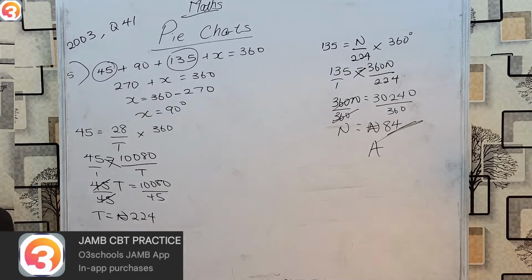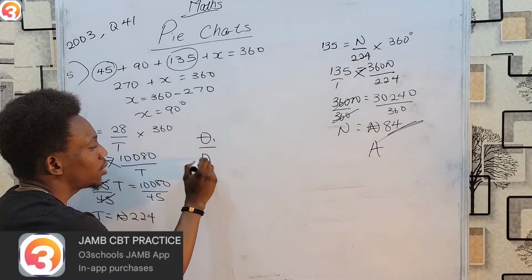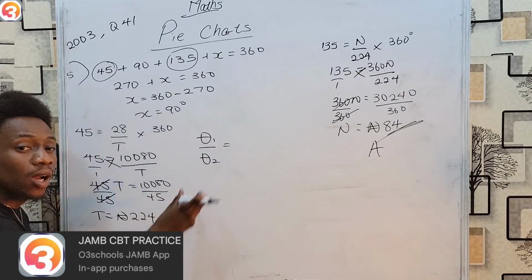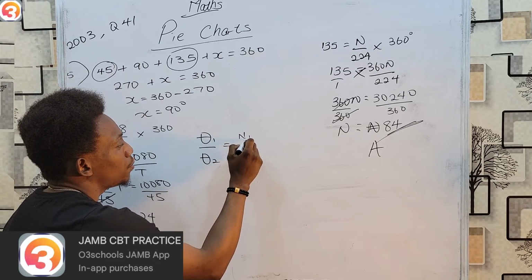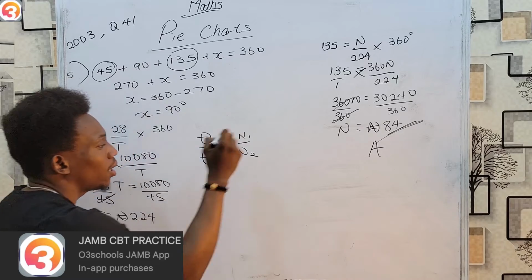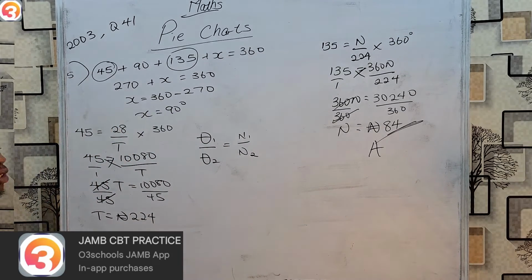It is quite simple. Now, there is actually a quicker way to solve this. If I'm comparing two angles in a particular pie chart, a shorter method would be theta 1 over theta 2, which is angle 1 over angle 2, is going to be equal to the number of the first one over the number of the second. It's a very, very simple way if I'm comparing two angles and what numbers they should be having.